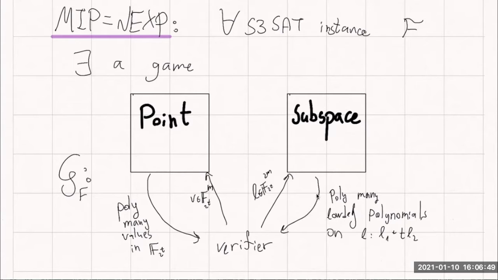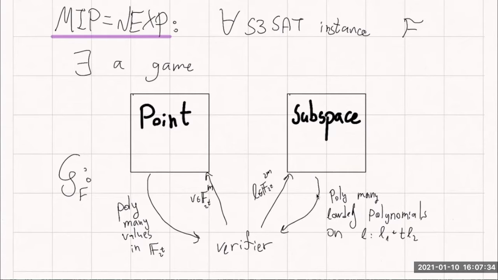And I expect that the point player answers with polynomially many values in F2 to the T, and the subspace player answers with polynomially many low-degree polynomials on the line L. On the polynomially many values from the point player, I'm doing all the checks of these zeros. We saw that sometimes I need to check something like that, and sometimes I'm doing another check, but I'm doing that with the output of the point player, as Guy did. So I'm checking the combinatorial Nullstellensatz and so on.